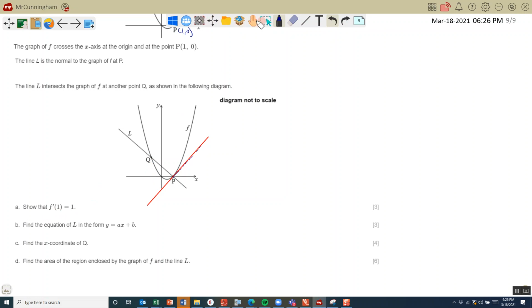First off, we have to show that f dash of 1 is equal to 1. Okay, so to go about that, we know f of x is equal to x squared minus x. So f dash means I need to differentiate it once. So differentiate, pull the 2 down, 2x, subtract 1 from the power, and then differentiate x, do the same thing, and I get 1. And then I need to evaluate this at x equals 1. So sub that in, and I get 1 out. Done.